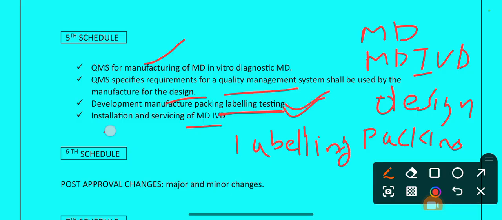Okay, installation and servicing of medical devices and in vitro diagnostics. It is more preferred for in vitro diagnostics in quality checking, the QMS. It is very helpful in the fifth schedule of the Medical Devices Rules, 2017. Okay, clear? So this is the fifth schedule of the Medical Devices Rules, 2017.